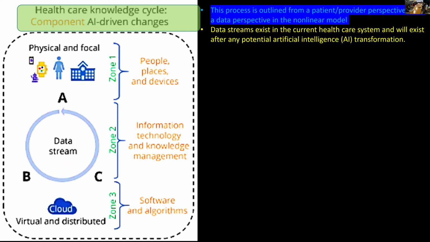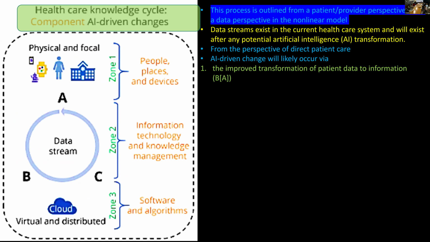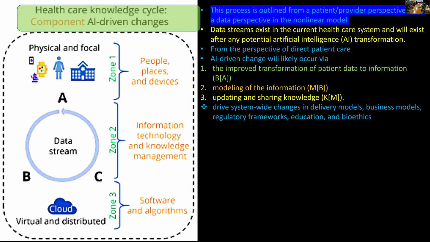The first one is B and A. Remember the patient and the knowledge. This is called the data stream, and modeling of the information which comes from here. So we don't just take this, we model this data, and that's called M. And updating the current knowledge is called K. Now, this could change the business model I talked about earlier, and the education framework.